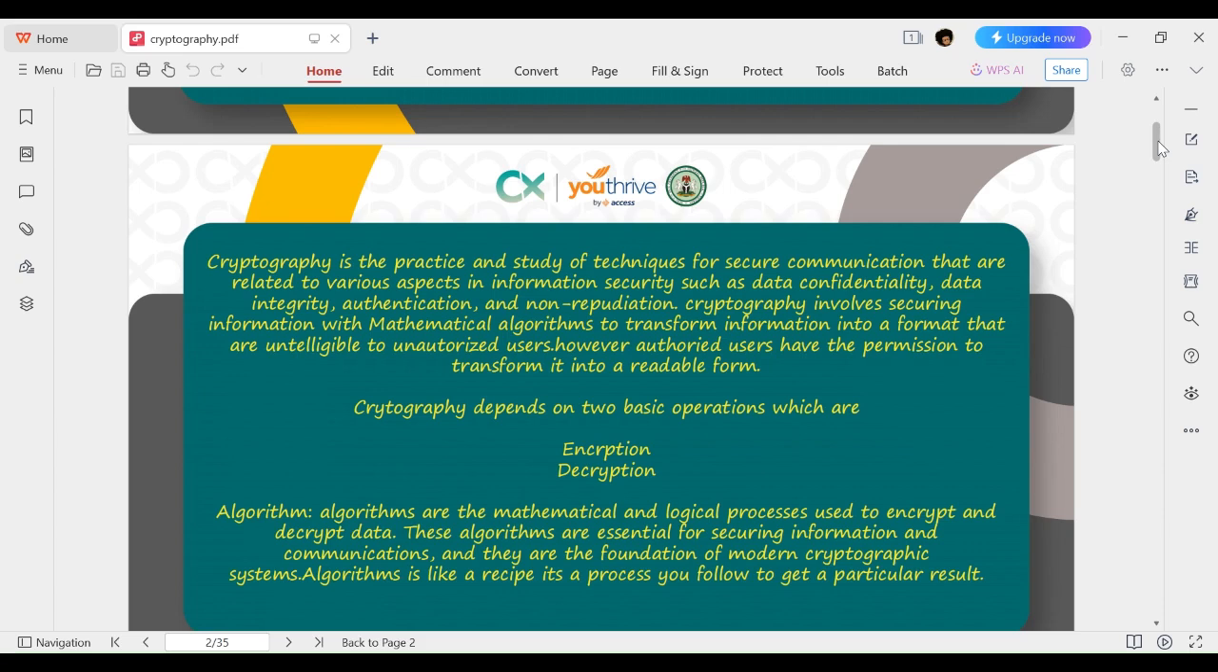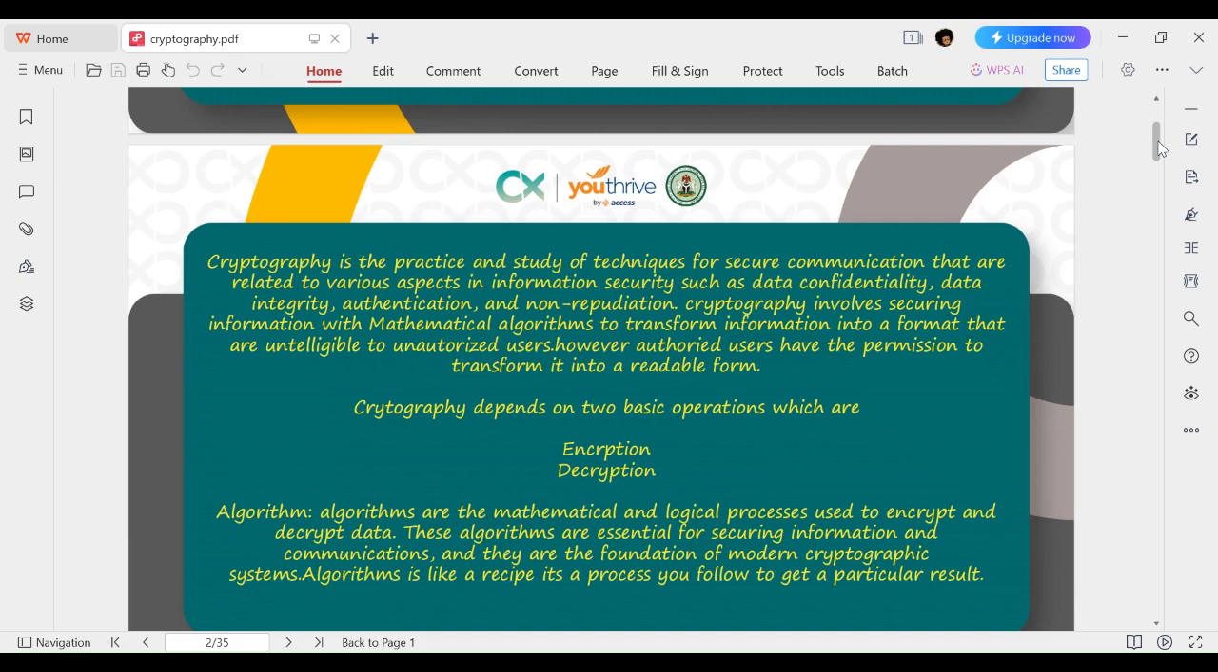So let me give an example. Let's say you want to send a message to your friend. The content of the message is "meet me at my house at 3 p.m." Instead of sending the direct message to your friend, you use a code to hide the message, like you replace each letter of this message with a number. Then instead of sending the words "meet me at my house at 3 p.m.", you send the numbers.